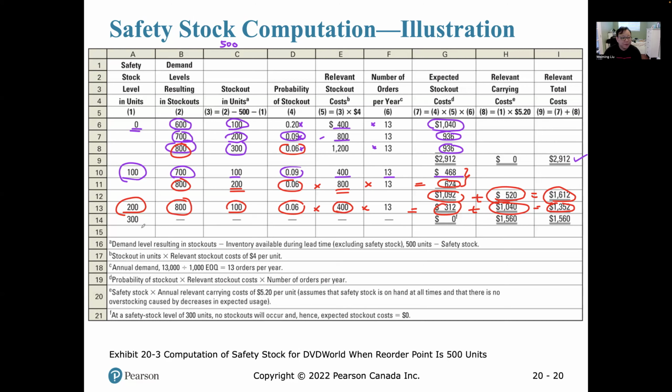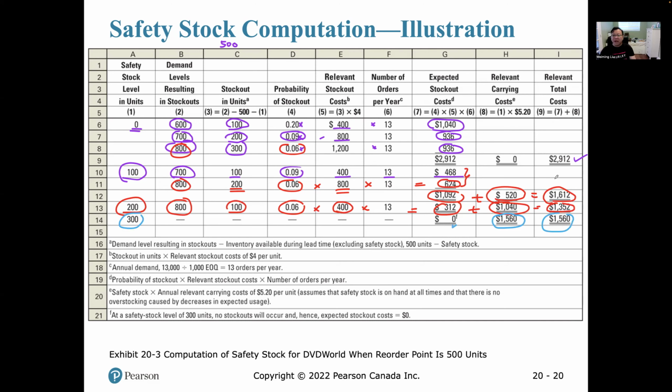And then if your safety stock level is, let's say, 300. If you carry more, 300, so 500 plus 300, so 800. So sales demand is fine as long as they are not over 800, right? So there's no stock out cost, 0, but they do have a carrying cost. So 300 times 5.2, so that's 1560. So total cost is 1560.